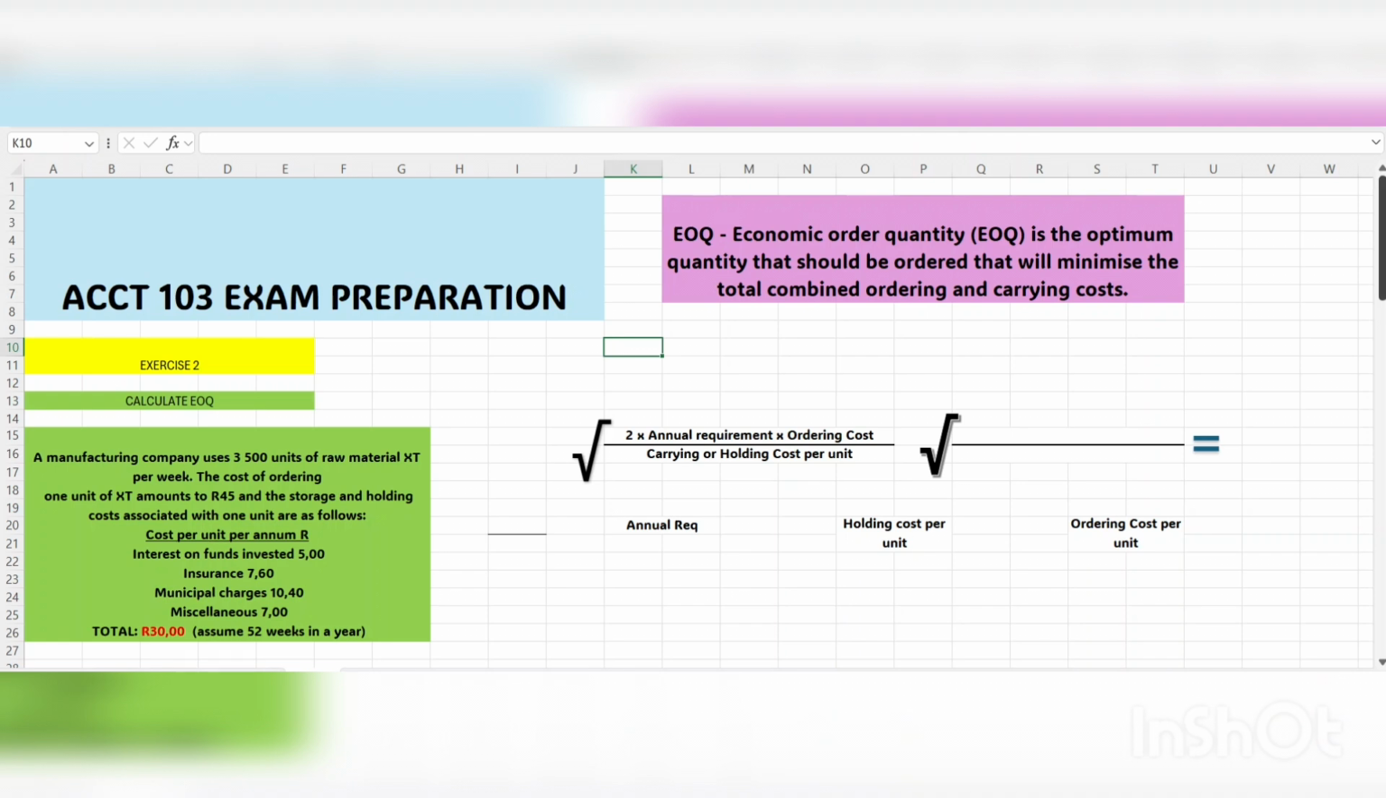Okay, so this is your definition for economic order quantity. You need to know both the definition and how to work it out for the exam. Right then, let's get into it.